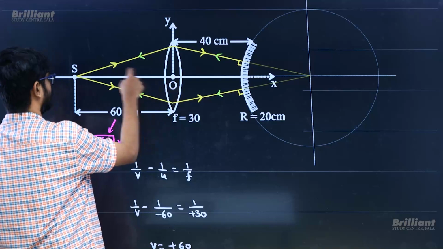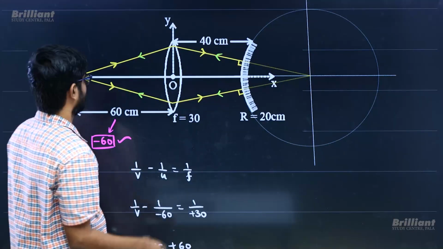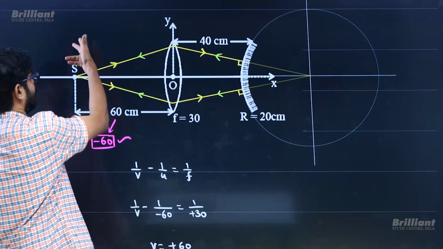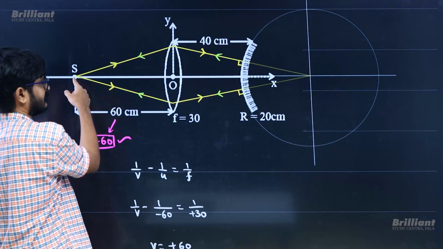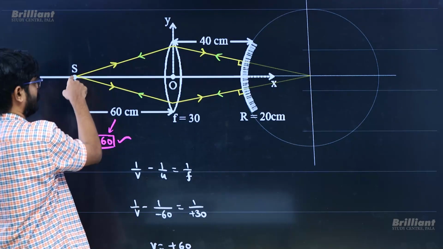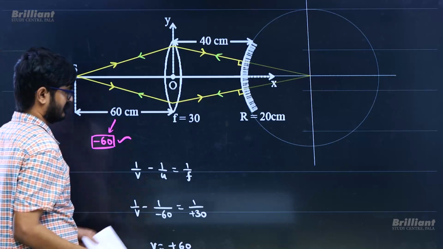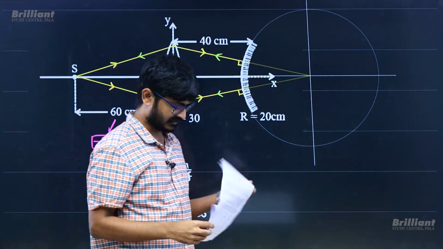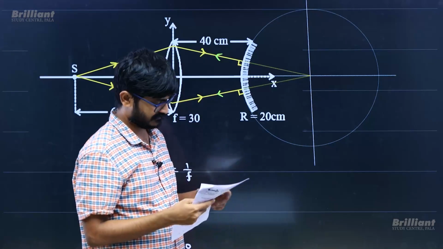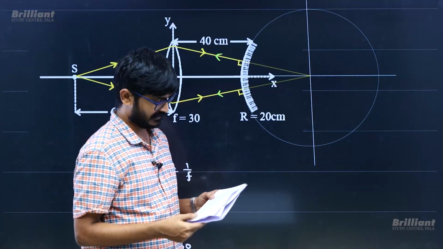They said this is the origin, so this x coordinate is minus 60. They said the object is somewhere, but they are talking about only the x coordinate, so I just put the object here. That doesn't make much difference. So the answer is going to be minus 60, that is, the x coordinate is minus 60.